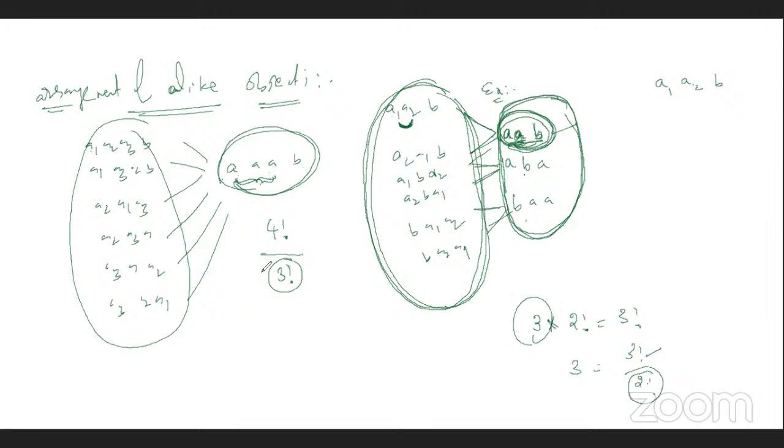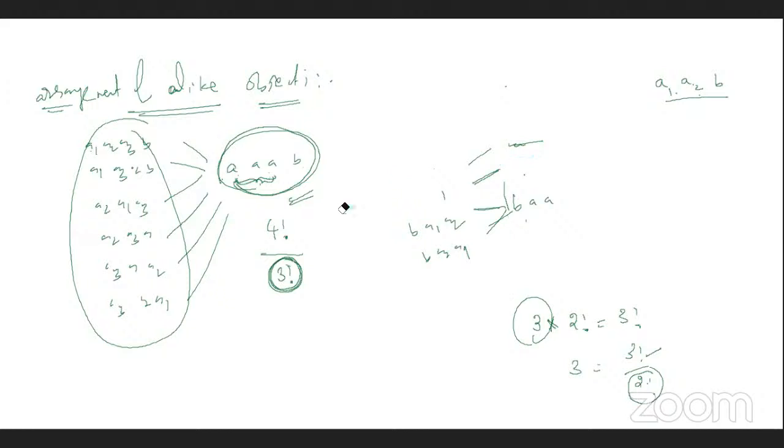Actually, they are distinct. A1, A2B and A2, A1B we are considering as the same, because A1 and A2 are the same. AAB and AAB both are the same. Is it right? The duplication we should cut off. What is the duplication? 3 factorial here in this case. Okay. Now, just write down the formula. With the example, you can understand it easily.